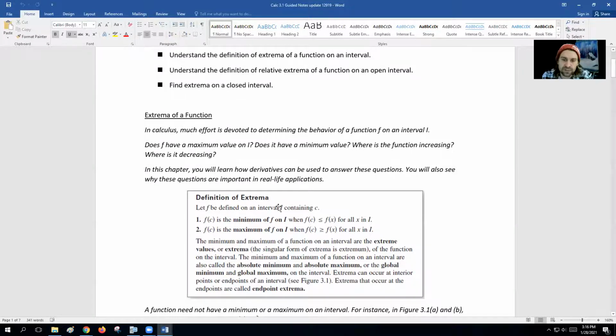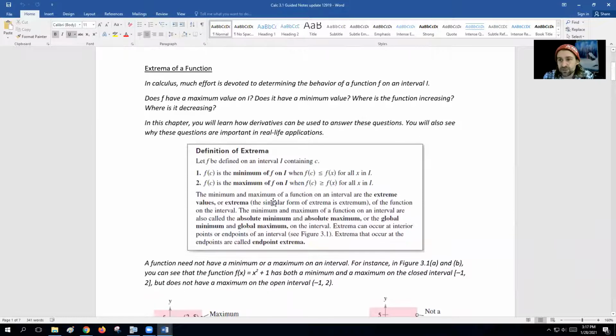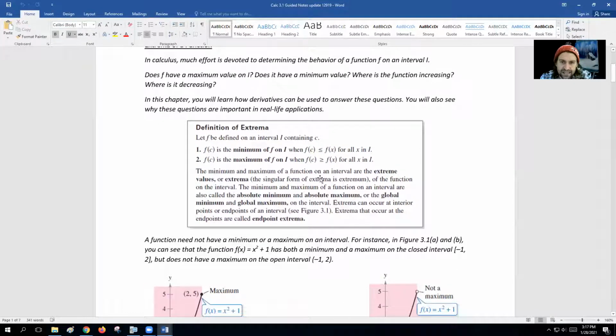So the first thing we're going to do is look at extrema. There are two types of extrema that we can have. We can have mins or maxes. This is the real lengthy definition, but a minimum is the f of whatever value where it's lower than any other f value during that time.